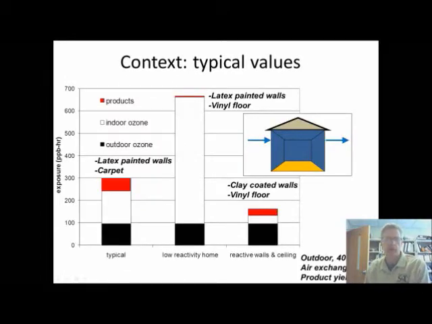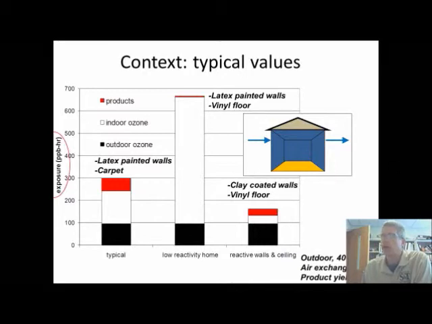And then putting it in context of what these materials would do to ozone indoors. This is just an example for a typical home that has a very simple setup. You have walls and ceiling coated with something, and then the floor coated with something, or covered with something. The first one is a carpeted floor with latex painted walls. And what these values show you is exposure to ozone, assuming the outdoor concentration is about 40 parts per billion, air exchange rate is typical, that sort of thing.